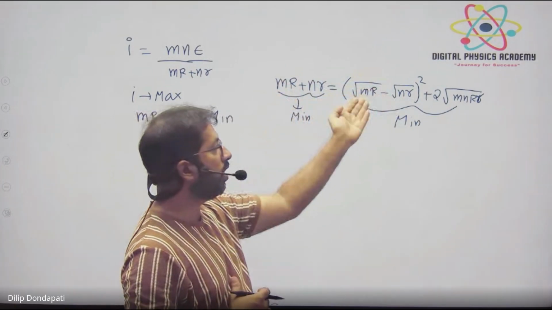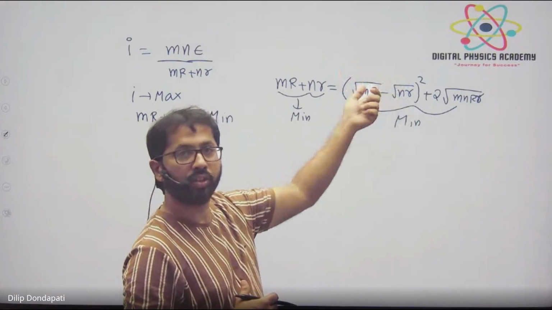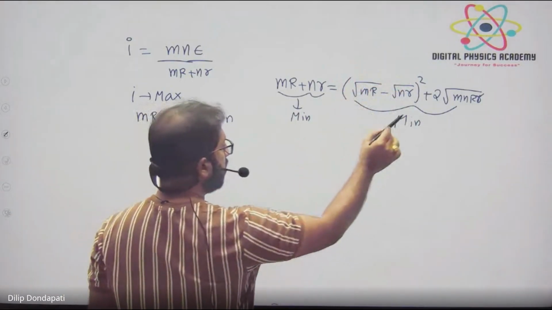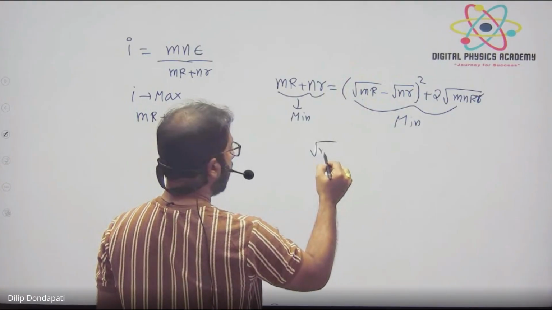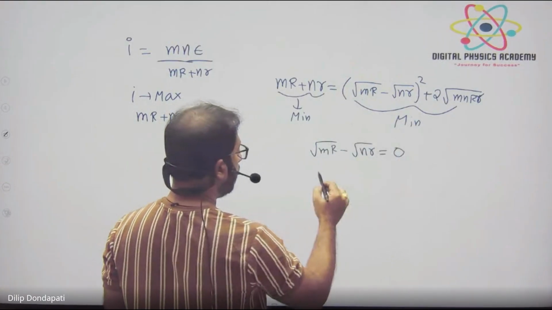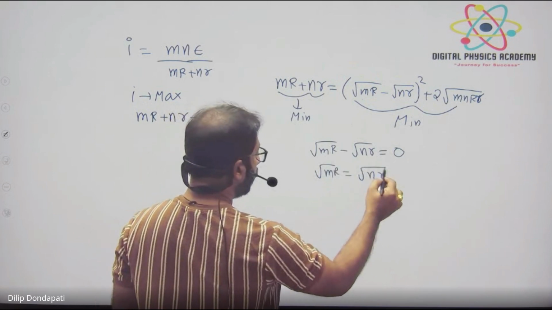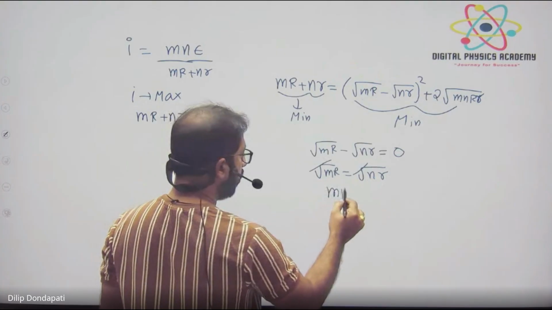Because if you put 1 or 2, it is a larger value. If you put -1, -1 whole squared is 1 only, so it is a larger value, while 0 gives the minimum. That means for this to be minimum, root mr minus root nr is equal to 0. That means root mr is equal to root nr. So cancel, mr is equal to nr.